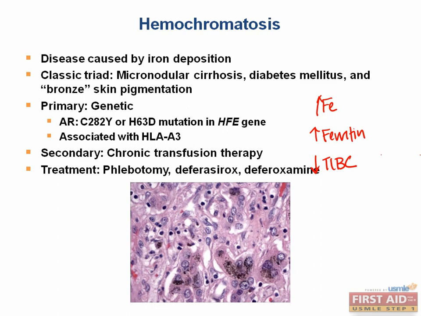Although drugs such as deferoxamine or deferasirox, which are iron chelators, can be used if the patient has anemia. There is an association of this disease with the HLA-A3 antigen.